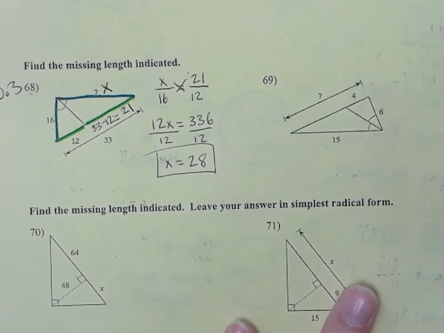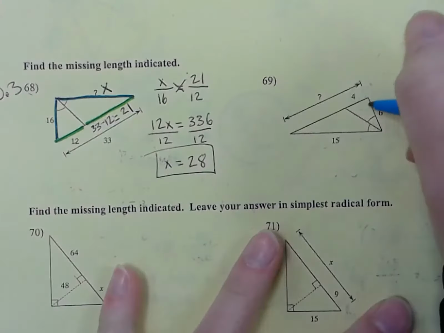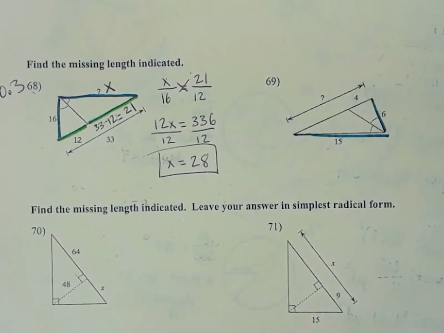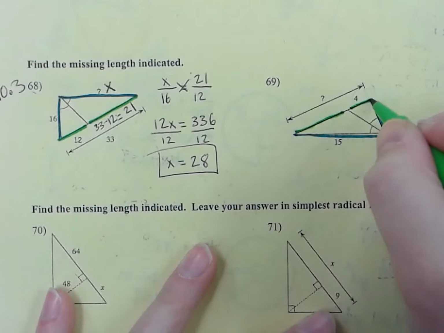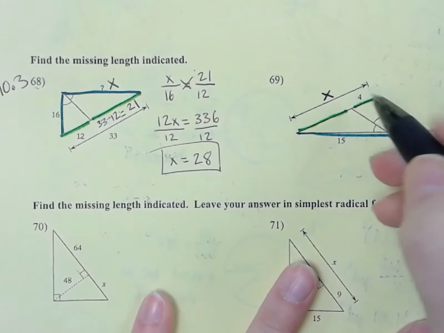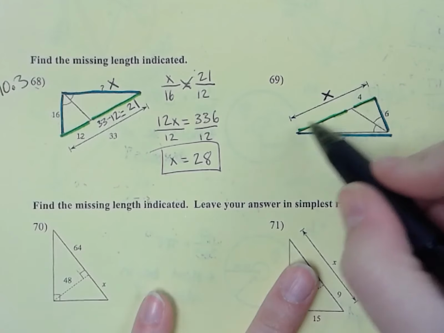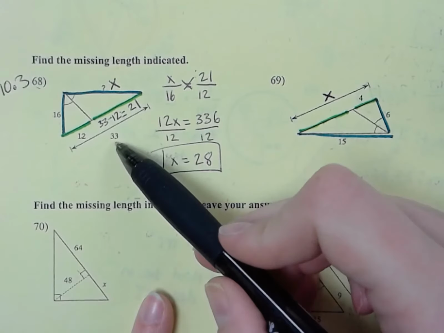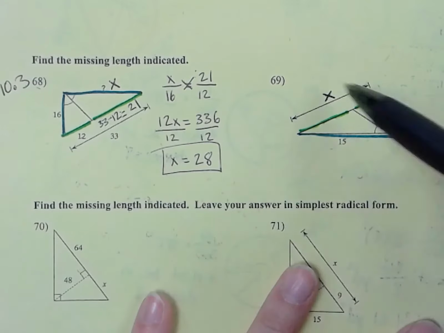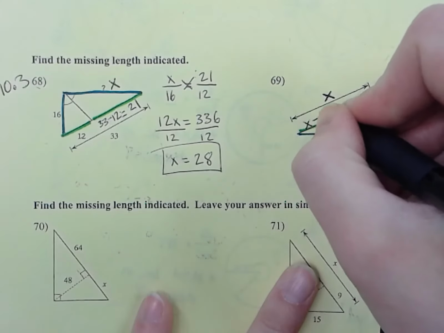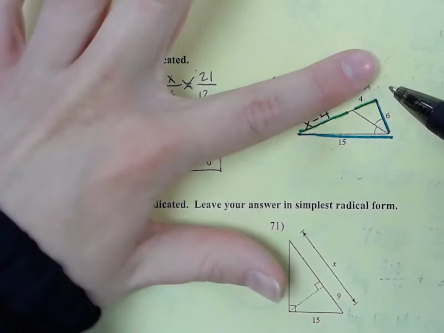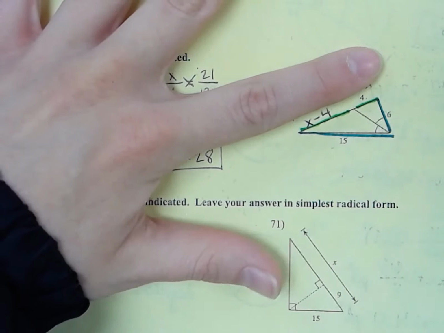With something like 69, I'm just going to help you with the setup, not the solving. Remember, these go together and these go together. If this full piece is x, the problem is I don't know what this piece is. Well, how did we find this one? We subtracted, we did the full thing minus 12. So we did 33 minus 12. Similar to over here, we're going to go x minus 4 for that chunk right there. And then you don't need to worry about that, and you can just set up the proportion like that.